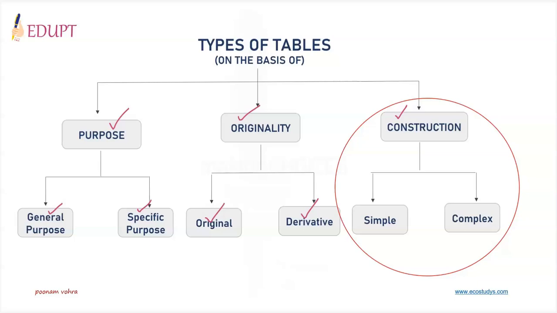Whereas derivative tables are contrary to the original tables and they present data after making all the necessary calculations. Generally, in these kinds of tables, the data is presented in the form of ratios, percentages, or any other statistical calculation.